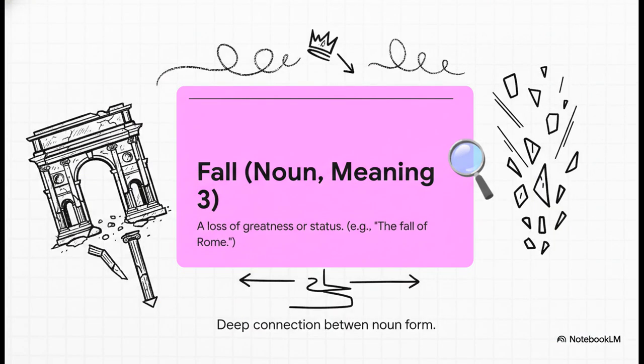And this is where it all comes full circle. Remember how the verb fall can mean the defeat of an empire? Well, the noun fall refers to that event itself. We talk about the fall of Rome. This is just a perfect example of how the action, the verb, and the idea, the noun, are so deeply connected.